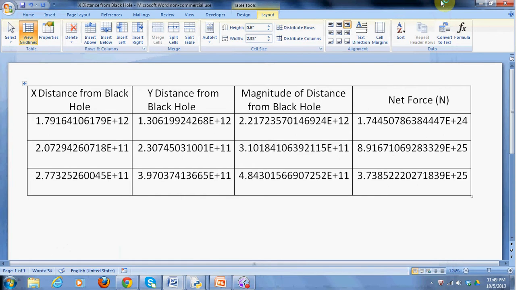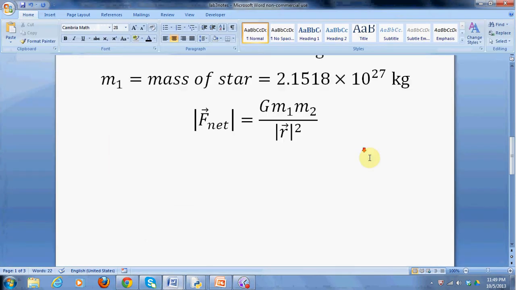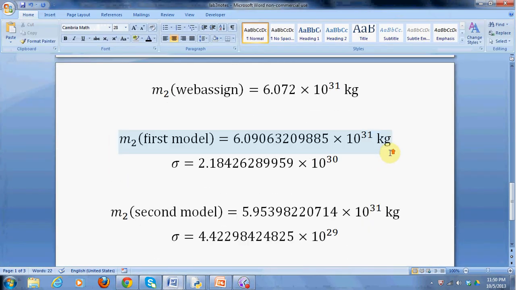Now back to the discussion of my two different models. Here's the data I obtained from the first model, which is incorrect, and the second model, which is the one I believe is correct. Oddly, the mass average for the first model, which is right here, is closer to the correct WebAssign value than that of the second model. However, I believe WebAssign had a correct mass range rather than one mass value, and thus we cannot really compare these masses to the true mass of the black hole.